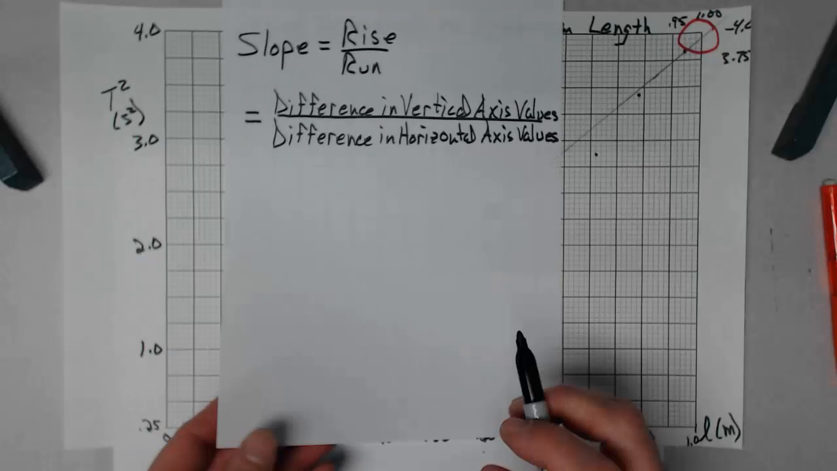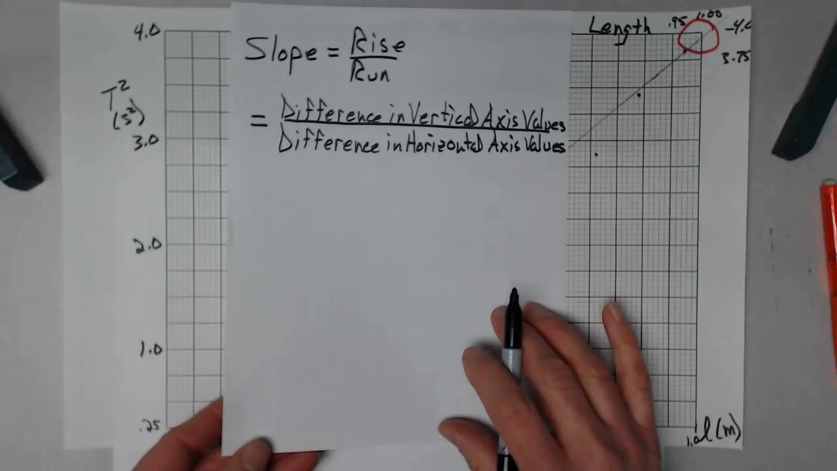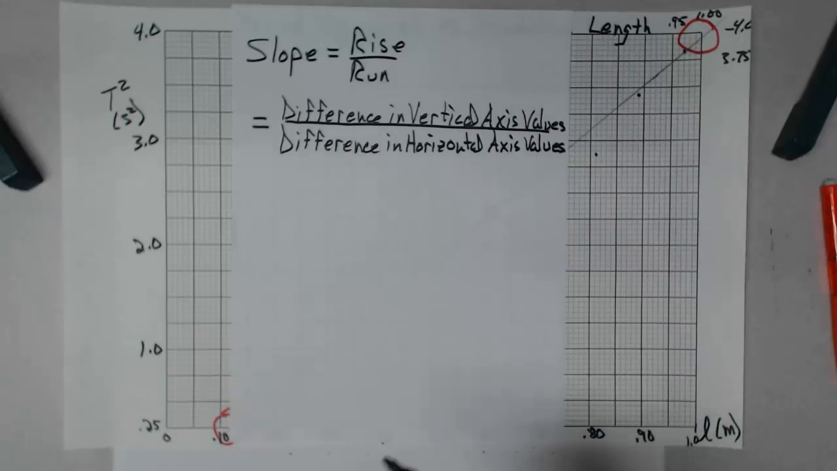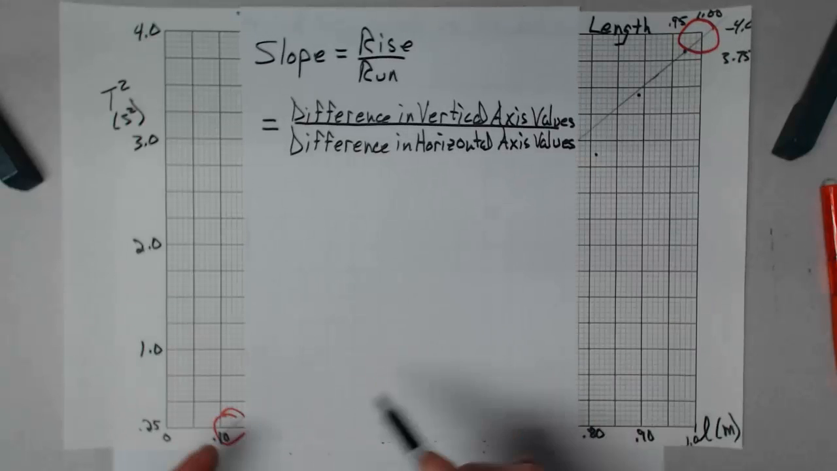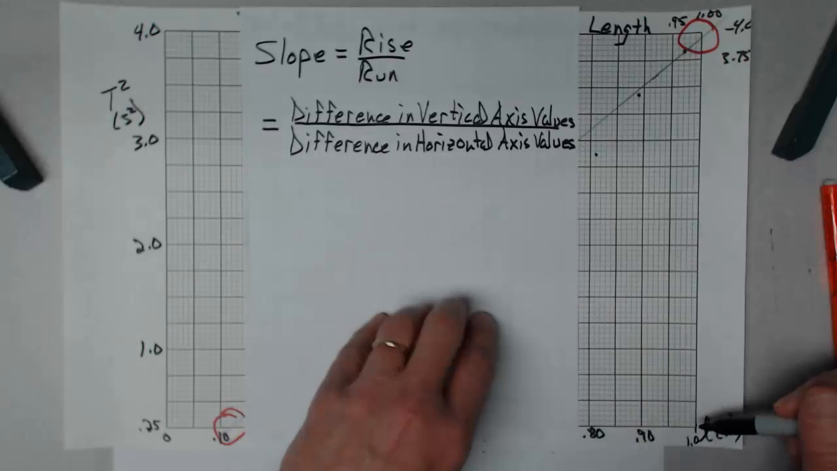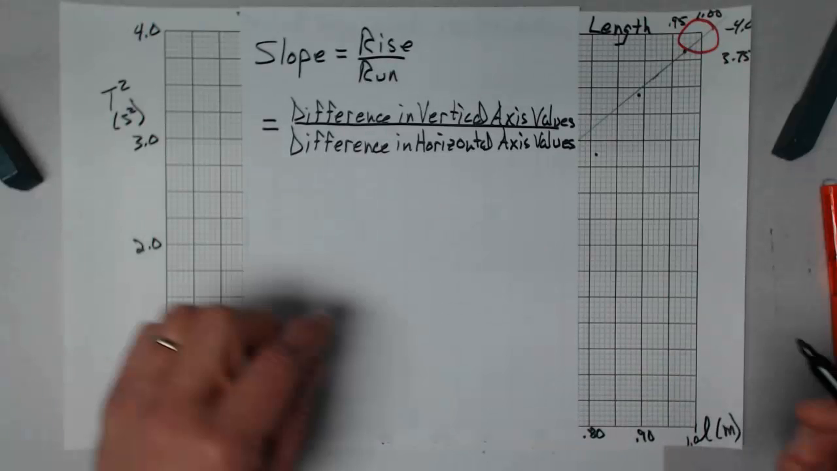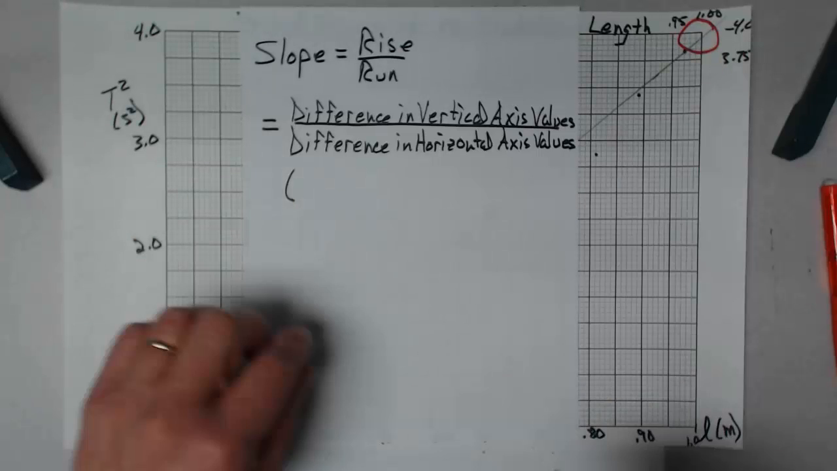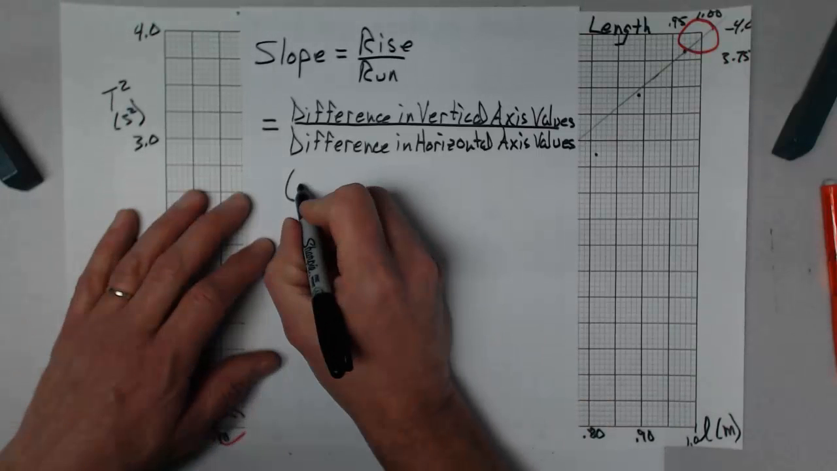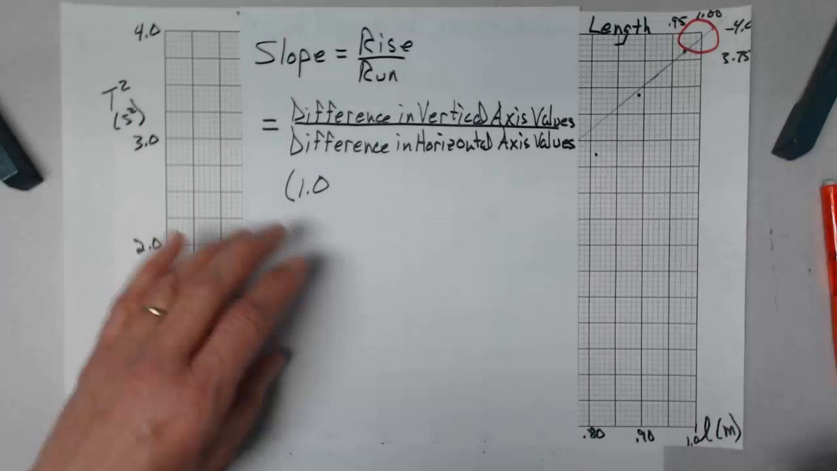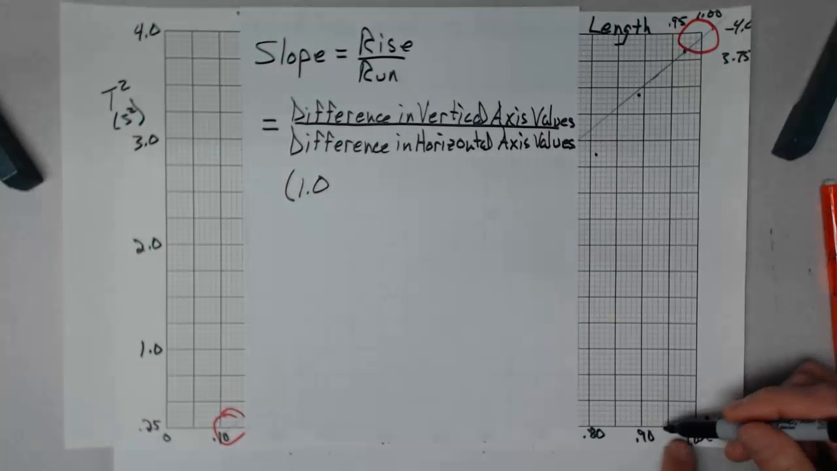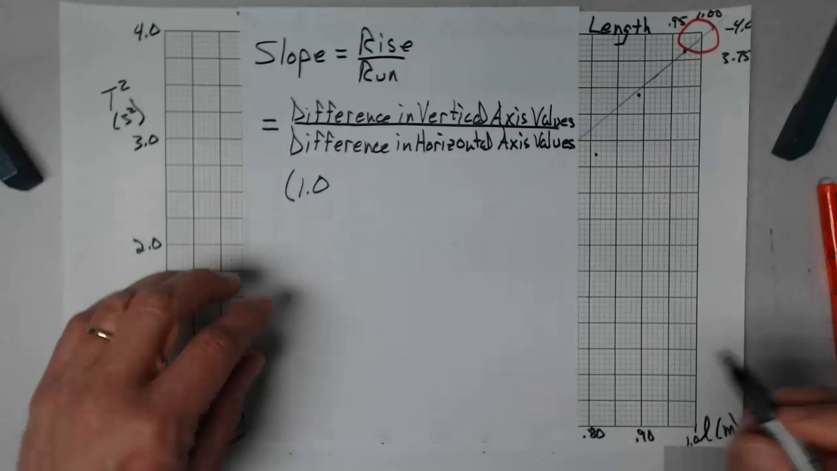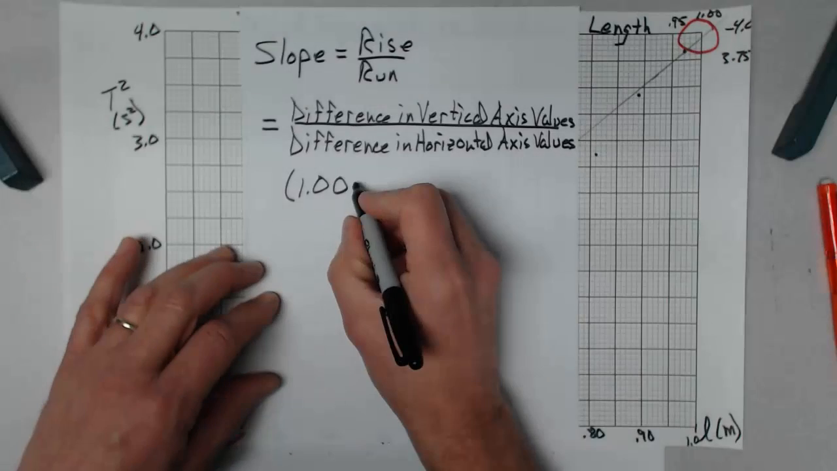So let's try to do that here. Now, it'll help here to write this point as an ordered pair and this point down here as an ordered pair. I'll write my horizontal axis values first. Well, this one happens to be at 1.0 meters. In fact, I can do better than that. I can easily get a tenth, but since it's crossing the axis here, I can actually write that as 1.00 meters.